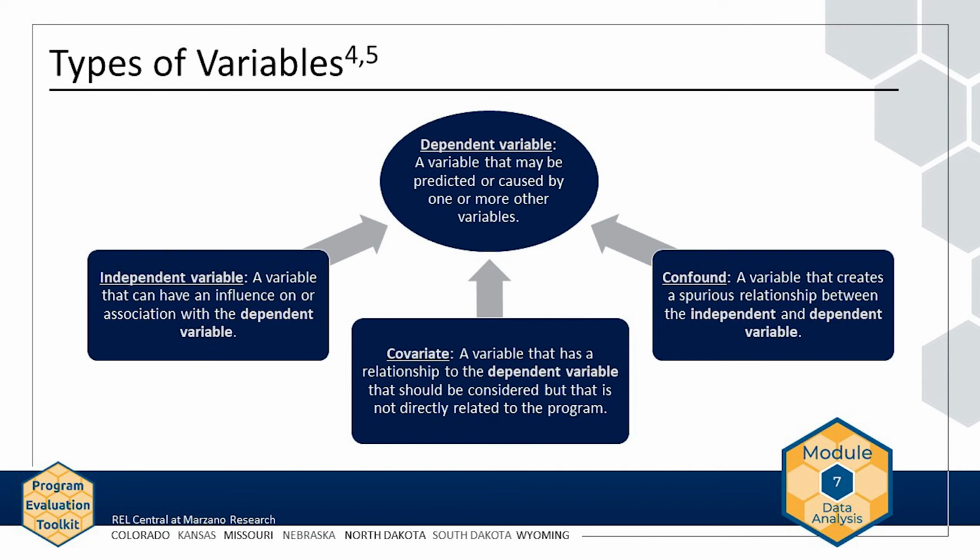Approaches to include covariates in analyses will be described in Chapter 2 of this module. Finally, a confound is a variable that could be introduced that is not part of the program that could influence the dependent variable. One example of a confound is a related intervention being implemented at the same time as the intervention of interest. Another example is when there are characteristics in the group receiving the intervention that are not found in the group that does not receive the intervention, such as all teachers in the intervention group having advanced degrees.